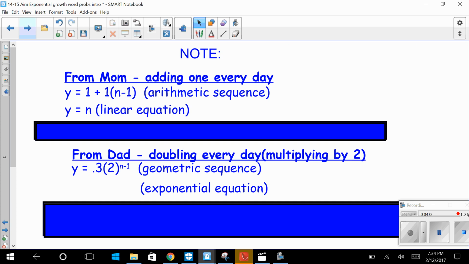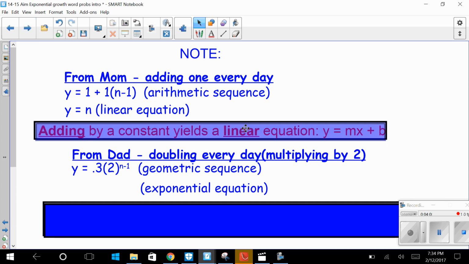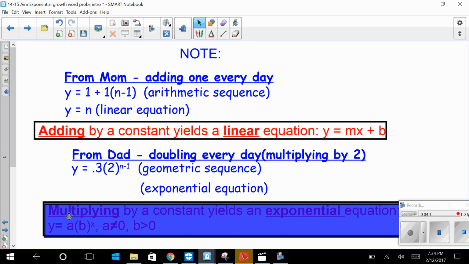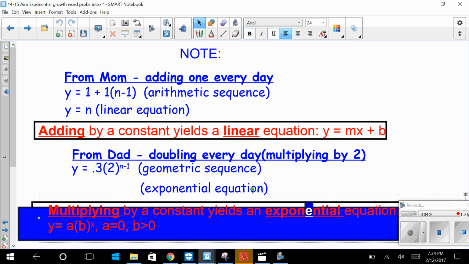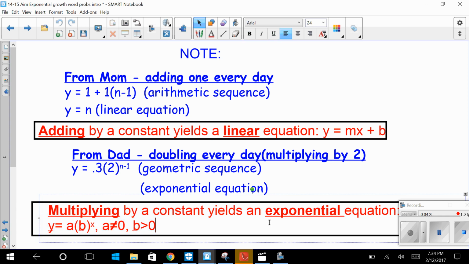Okay, so adding by a constant yields a linear equation, y equal to mx plus b. But on the other hand, multiplying by a constant yields an exponential equation. And a cannot be 0 because otherwise y equal to 0, and b has to be bigger than 0. b cannot be negative.